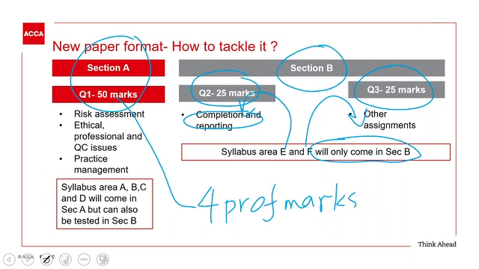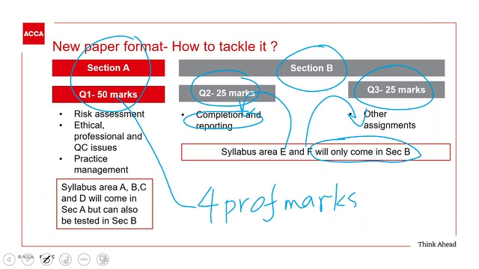So what is the paper format for you appearing in September 18 exams? You have 3 hours and you have 3 questions. Every question is compulsory. You have no choice. The first question consists of 50 marks and that will be one case study, right, of 50 marks, and that case study will have requirement A, requirement B, requirement C, requirement D.